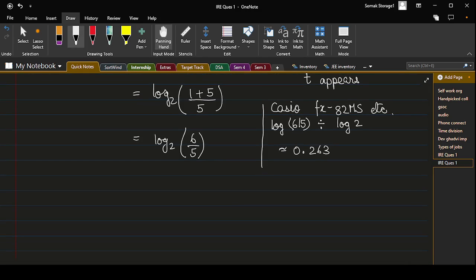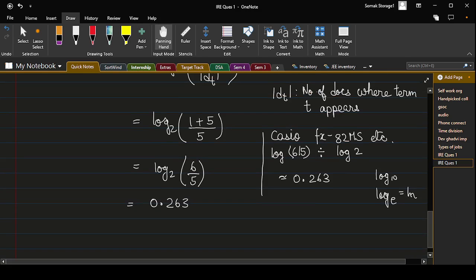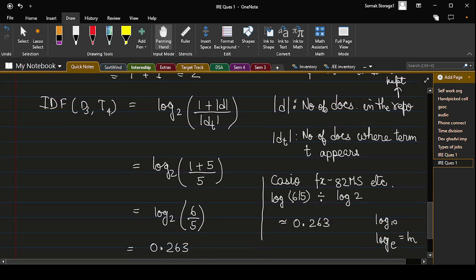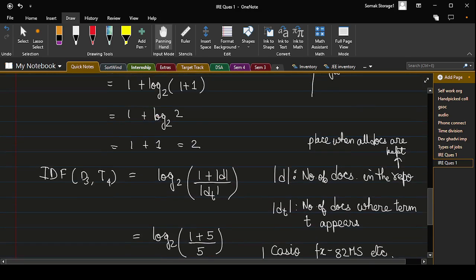So after this, what we'll do is just place this value here. I feel now you are able to calculate, because in the calculator there are only two log bases, log base 10 and log base e, which is also called ln, right? So there are two types, but as of now we needed log base 2, so we just divided this with log 2, right? So okay, now we have found IDF for D3 T4 and TF for D3 T4.